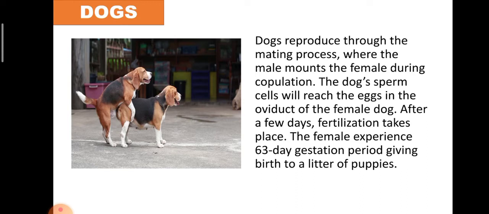Nakikita natin yung picture kung paano sila mag-mate. So, nagmamount, stand support ang male dog sa female dog. And then, magde-deposit siya ng sperm cells inside the body of the female dog. And then, after few days, may fertilization na mangyayari. And then, yung mother dog or si female dog, magkakaroon siya ng 63-day gestation.